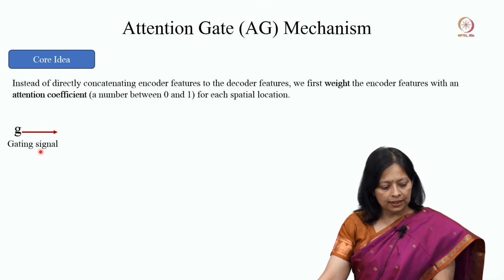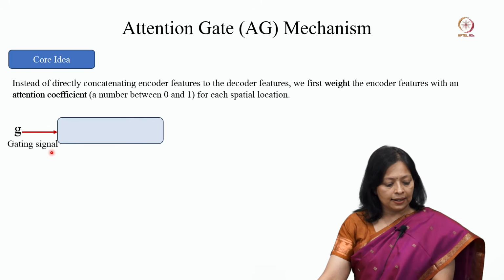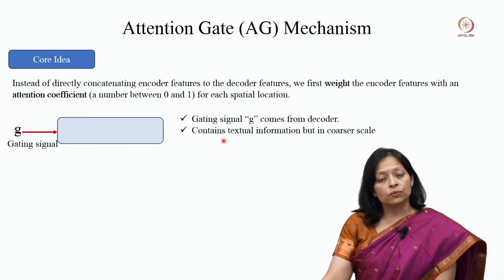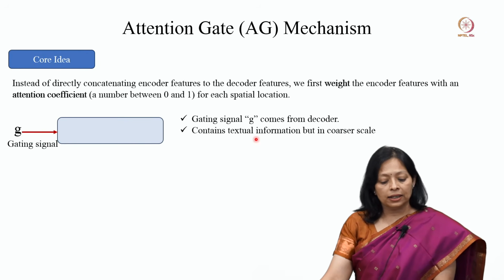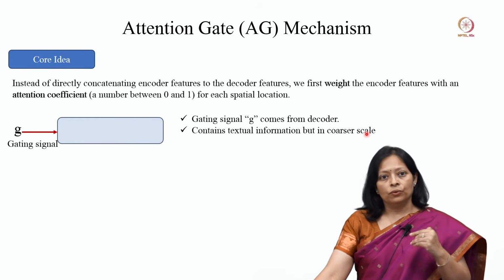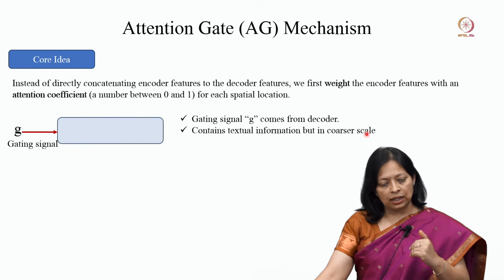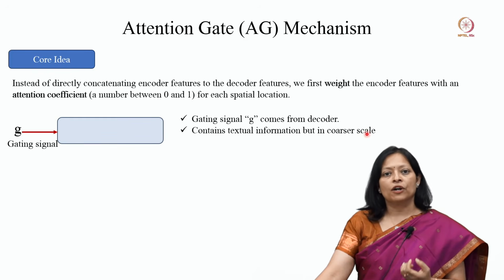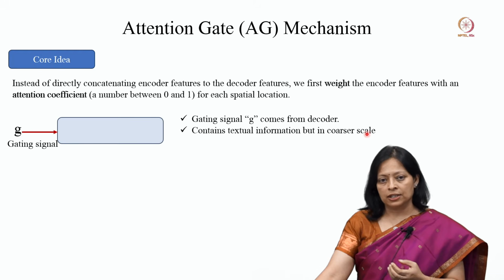So if we see, there is a gating signal that comes, we call it G, which comes from the decoder. And what does this gating signal have? It contains the contextual information but at a coarser scale. Why? Because we know when the image goes through the downsampling in the encoder region and then reaches the bottleneck, the bottleneck is the region where you have the most compressed features, very important features, but in the most compressed form.